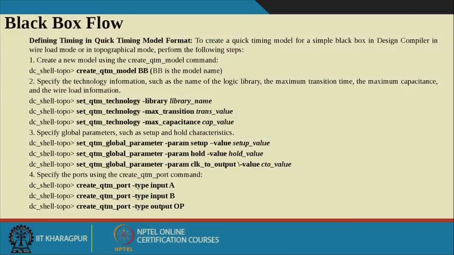After that, specify the ports. That means what input and output ports are available on that particular black box model. I have to define those now. How can I define them? With create_qtm_port -type input A, create_qtm_port -type input B, and create_qtm_port -type output OP. Now I can say that A and B are my inputs and OP is my output.